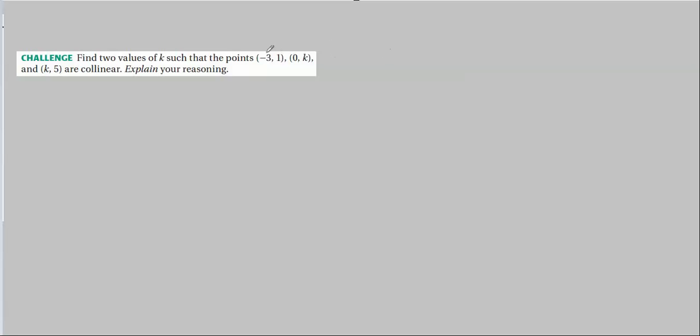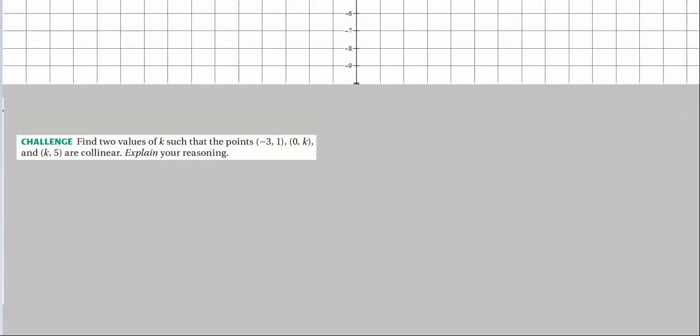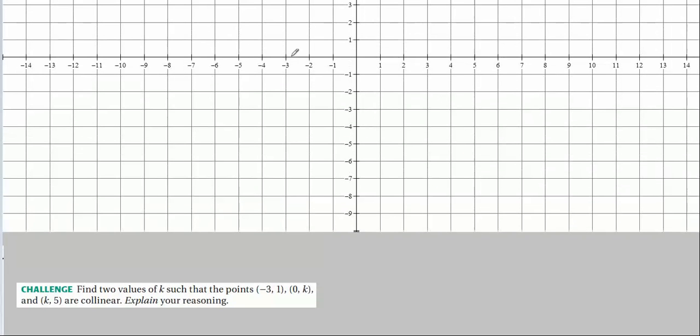So we'd have (-3, 1) and (0, k) and compute that slope. (0, k) and (k, 5), that slope. We could also compute (-3, 1) and (k, 5). For instance, let's try it here. A simple picture of what we're talking about might help. Here we have (-3, 1). Here we have (0, k). We don't know what the actual y coordinate is.